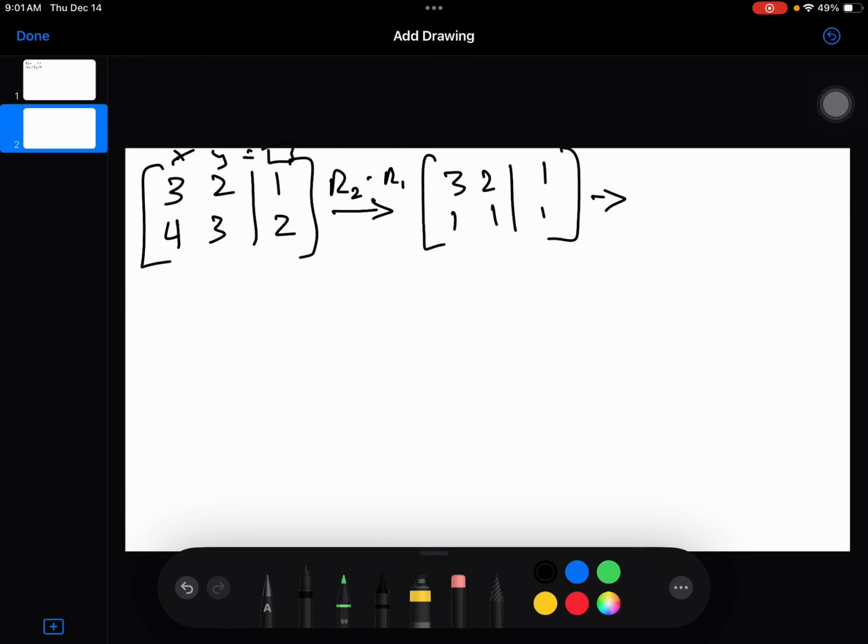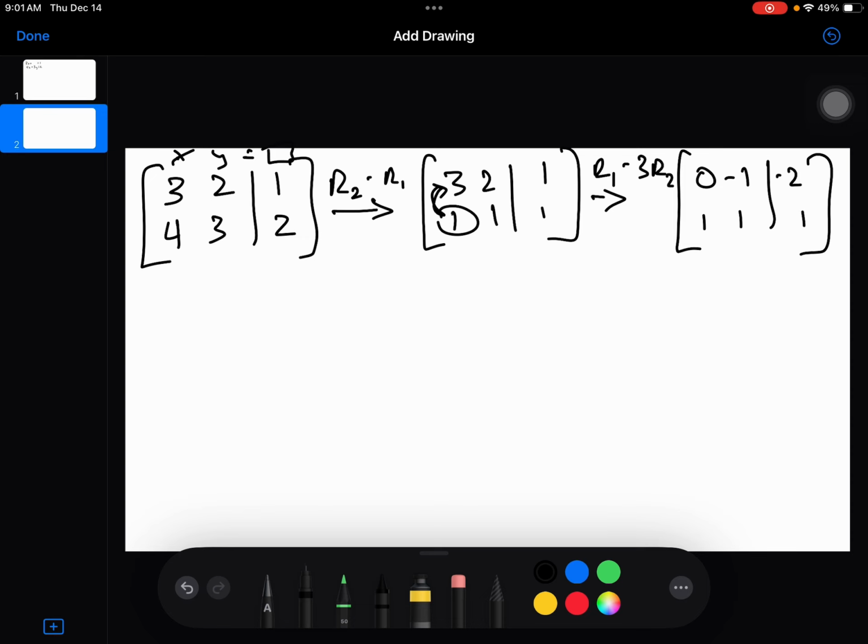Next operation, I'm going to take R1 and subtract from that 3 times R2. And so I got a 1 here. I'm going to use that to get a 0 up top, and then I'll switch the rows. So we got 3 minus 3 times 1 is 0. 2 minus 3 times 1 is negative 1. 1 minus 3 times 1 is negative 2, and then the bottom row stays the same.